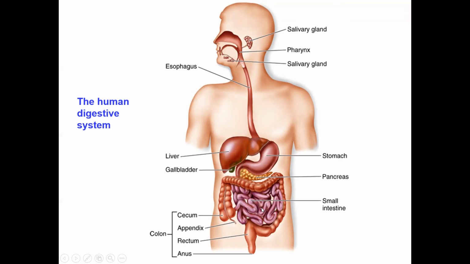Digestion and absorption also occur in the small intestine as well. And then the food reaches the large intestine, and goes to the rectum and anus. So this is the human digestive system.